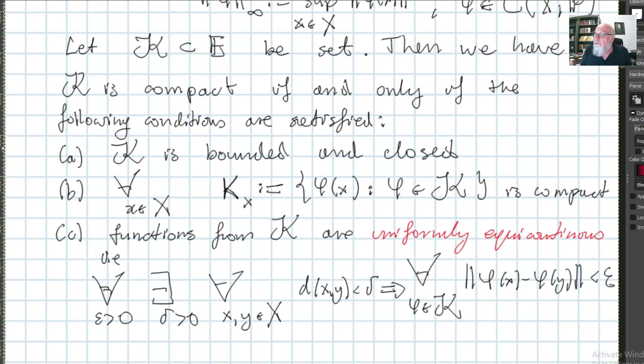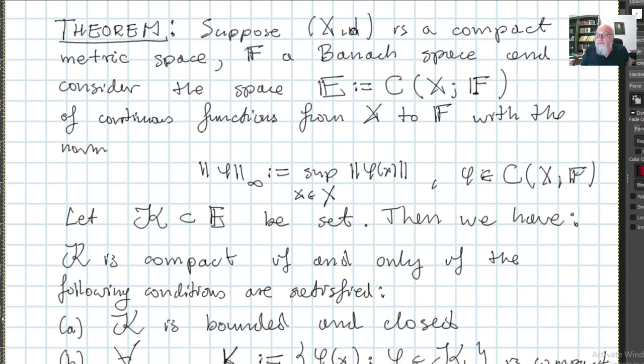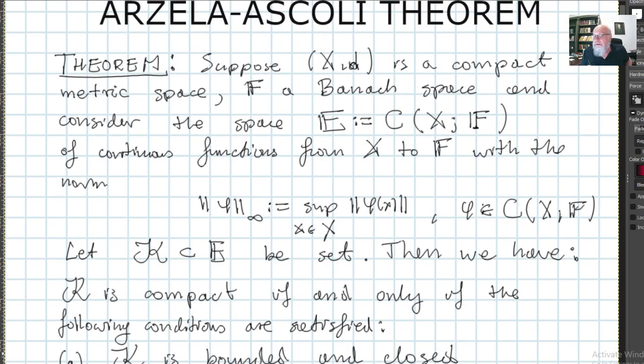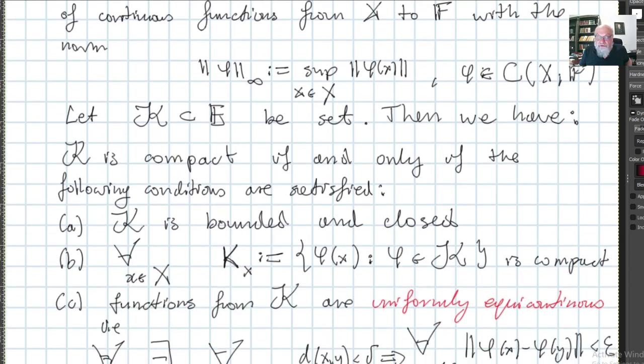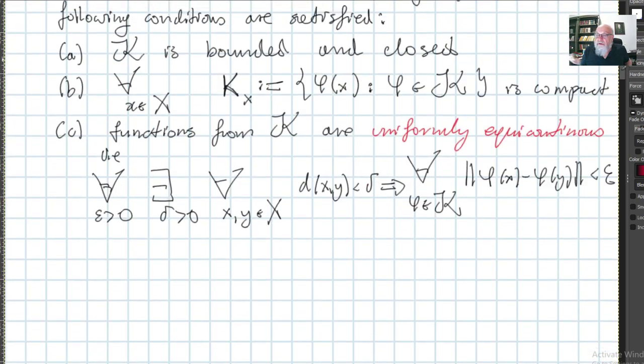So that's the formulation. Let me notice that if the space F is replaced by the real numbers, then we don't need condition B. Condition B is not necessary. Simply, that will be automatic. That's the Heine-Borel property. Actually, if you replace F by any finite dimensional space, that means, yes, you can... I forgot something. Of course, you have to write it down. Closure. No, now it is correct. Yes. So, let's do the proof.